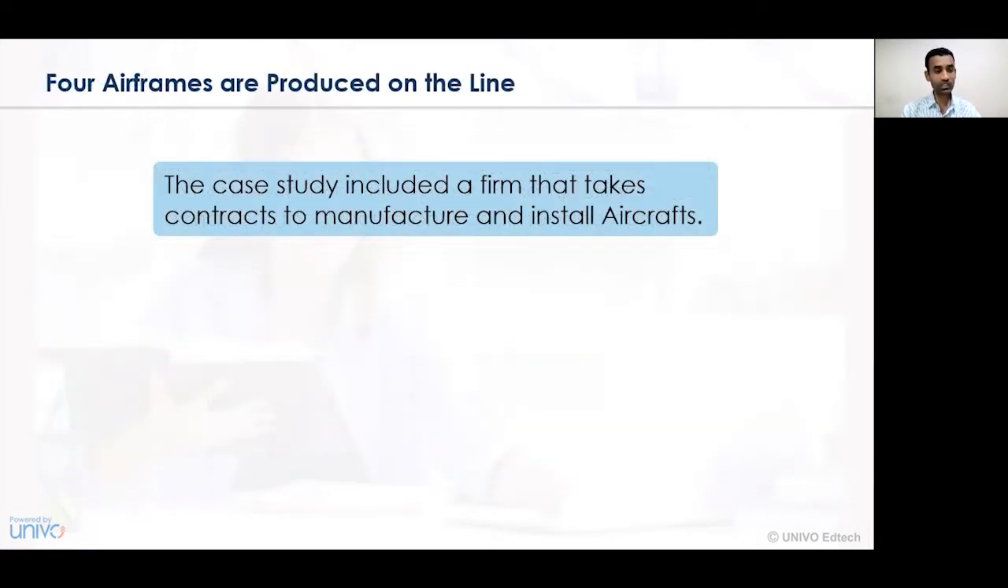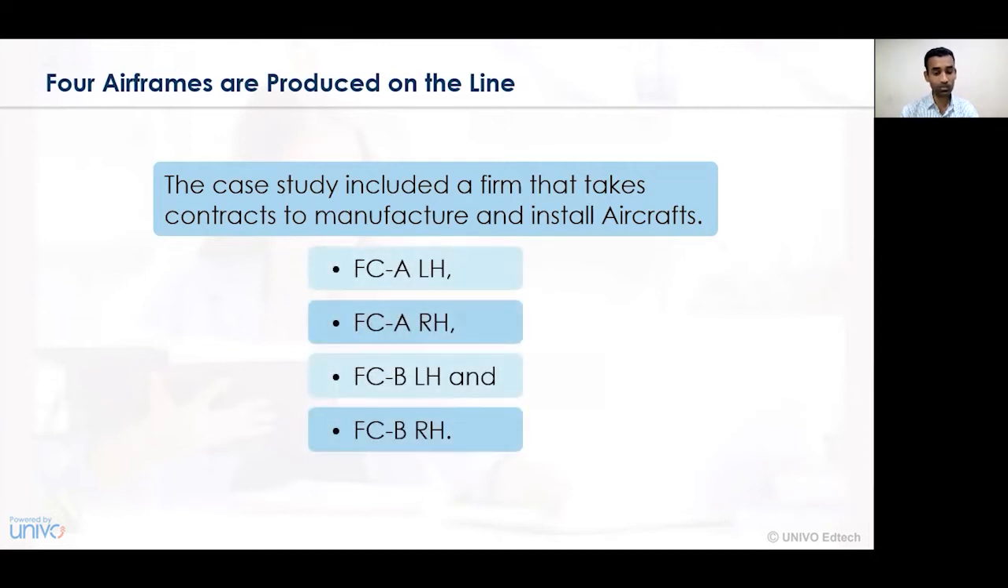Now let's understand what the 4 airframes are that have been produced on the product line. The case study of this aircraft industry focuses on the 4 airframes which have been produced in the manufacturing line. That is, the firm initially has to take the contracts of manufacturing and then install the aircraft. The 4 components applicable at this stage for the study were FCALH, FCARH, FCBLH, and FCBRH.